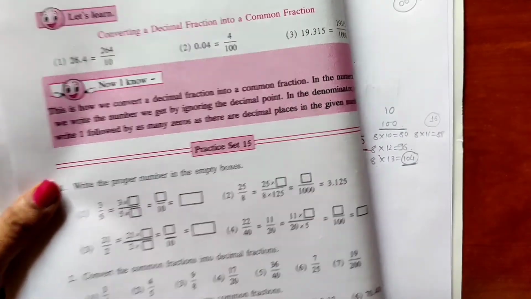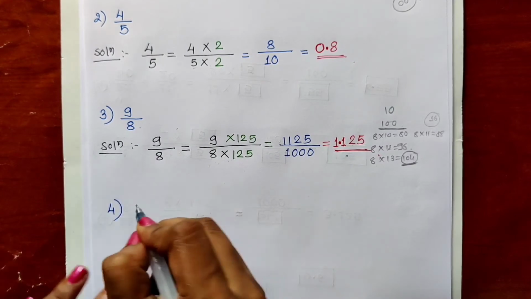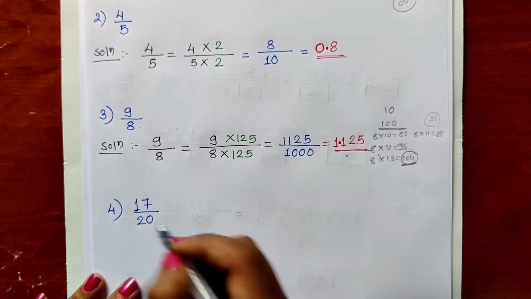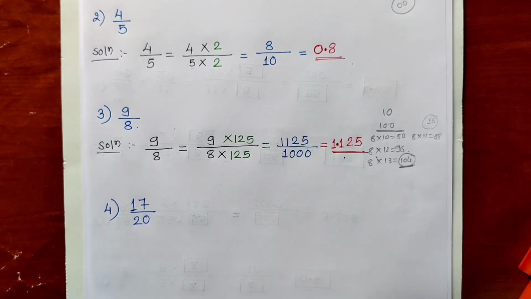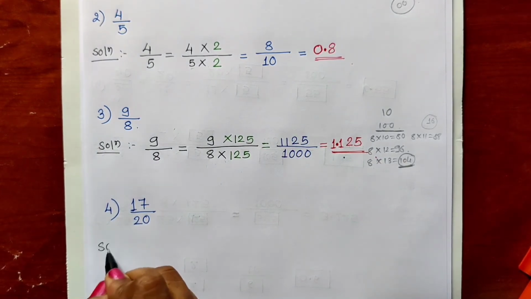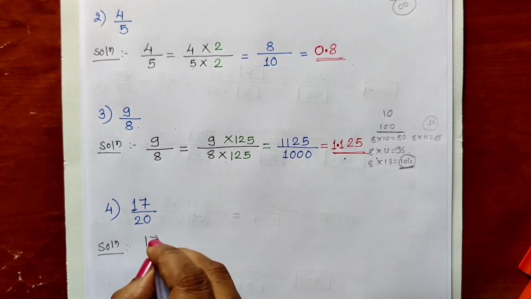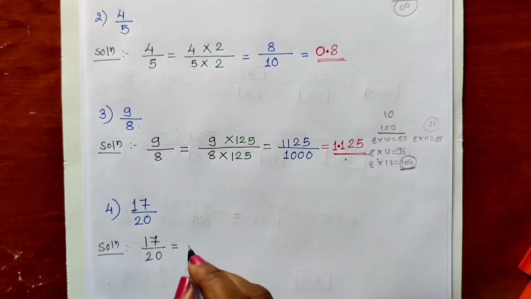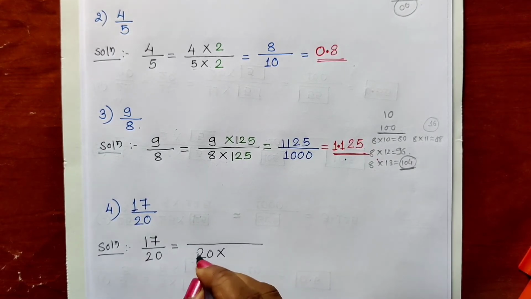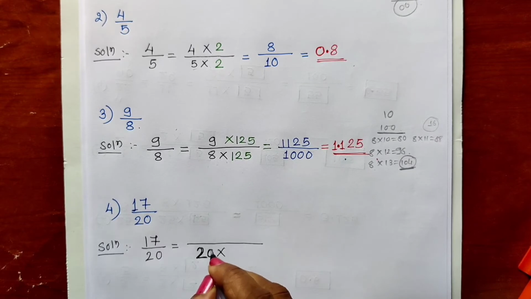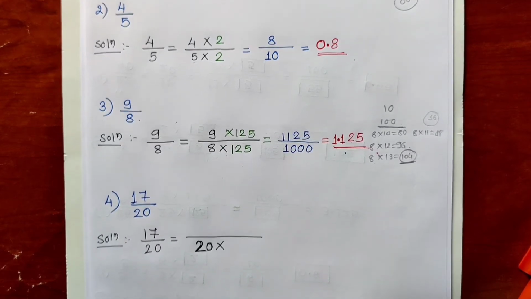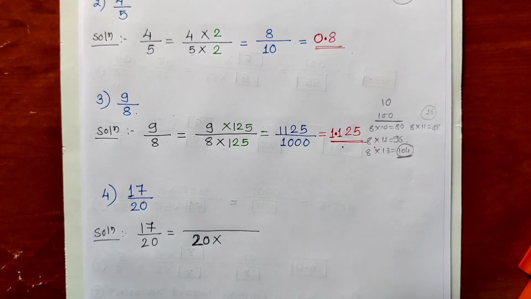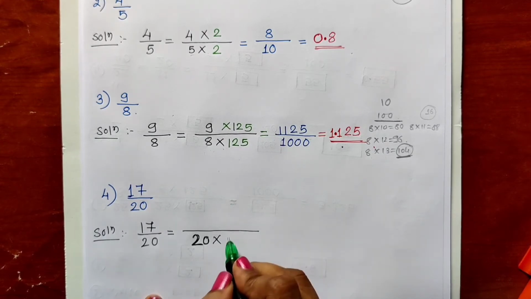Now next number is 17 upon 20. Fourth sum, we are having 17 upon 20. So let us write the solution. Write the number 17 upon 20 is equal to 20 multiplied by what? Now see children, 20 is bigger than 10, so we will not get 10 in the denominator. We will have to find the other number by which if you multiply, answer should be 100. 10 we cannot get. So we have to find the number so that we will get answer as 100. So by which number we can multiply? We can multiply by 5.